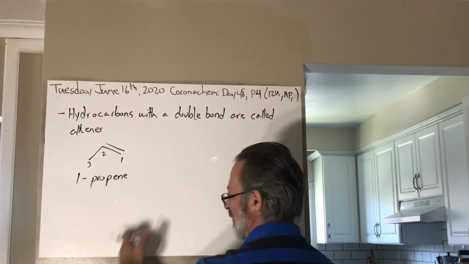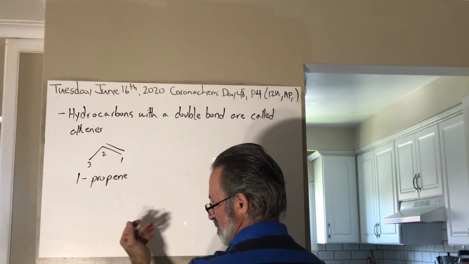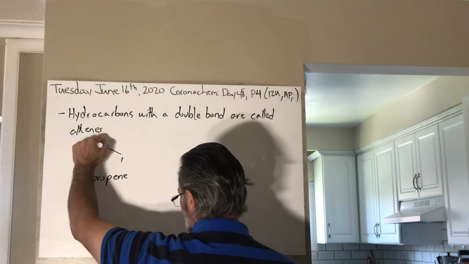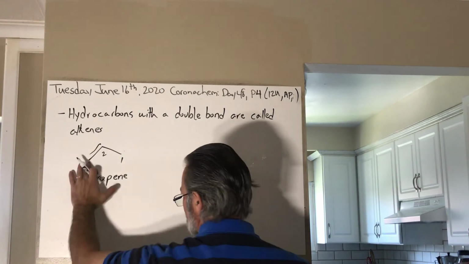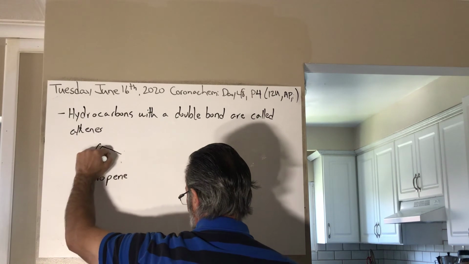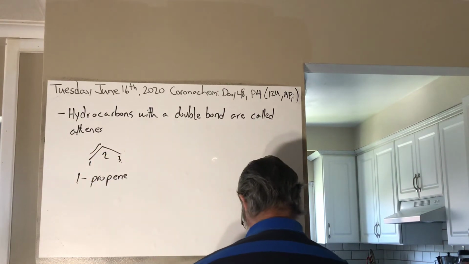Not really necessary, because the only place you can put it is the first position. If I was to put it on this side, it's still called 1-propene, because then you would number it this way instead. Okay? That's how it works.